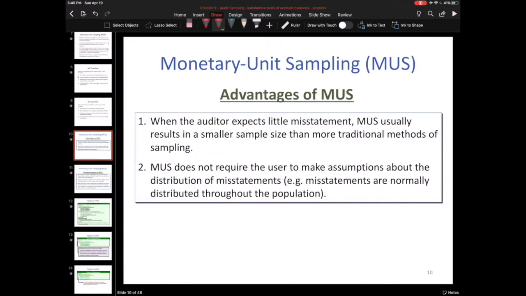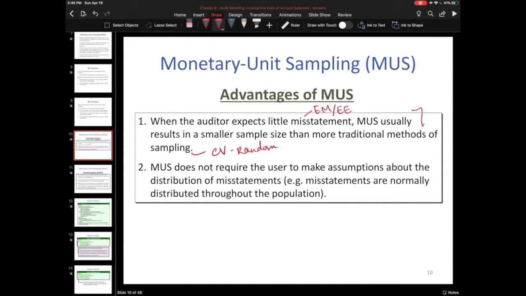When you don't expect to find a lot of misstatement, so when you have a low expected misstatement or expected error rate, then you'll usually wind up getting a smaller sample size than if you used a quote-unquote more traditional method of sampling. When it says more traditional, it means classical variables sampling using random selection. Part of why this occurs is because it biases towards larger balances, so you will wind up testing a bigger chunk of the population and get more coverage.